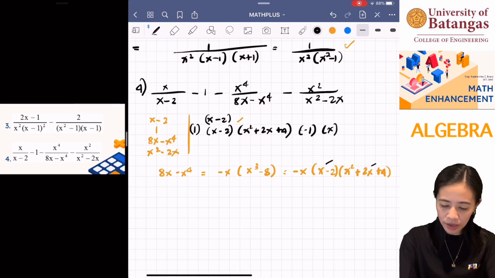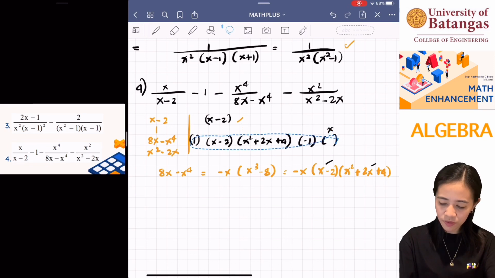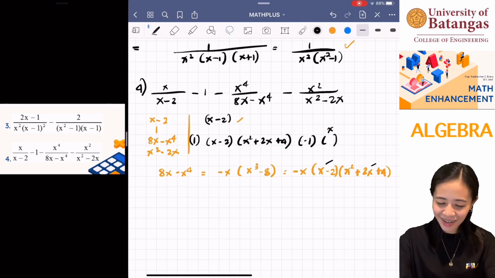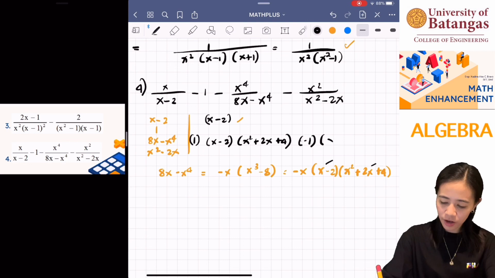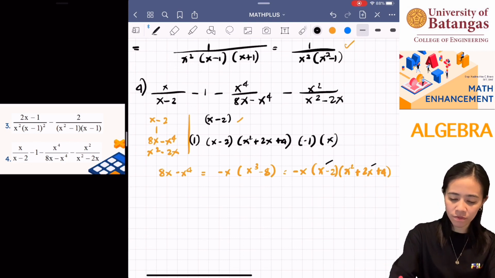Ay, sorry. Ito pala ay sa 8x minus x to the 4th. So let me move this. Here. Ako, naiwan yung x. Naku, iniiwan yung mga x. Okay. And then, of course, yung denominator mo na 1, 1 pa rin yun, di ba? So, napasama pala. Ano ba? Okay, let me erase this. And then, I'll transfer that here.